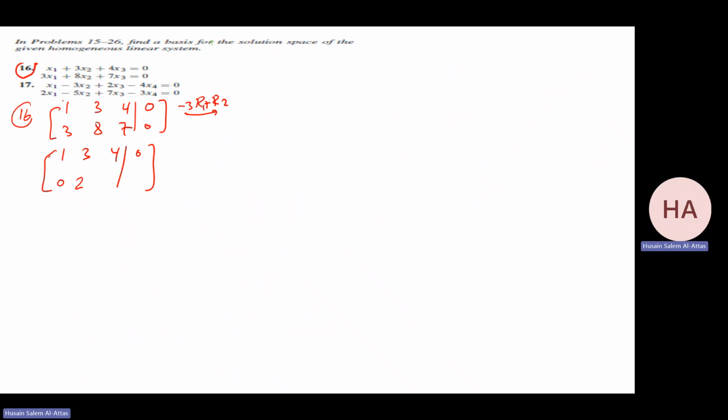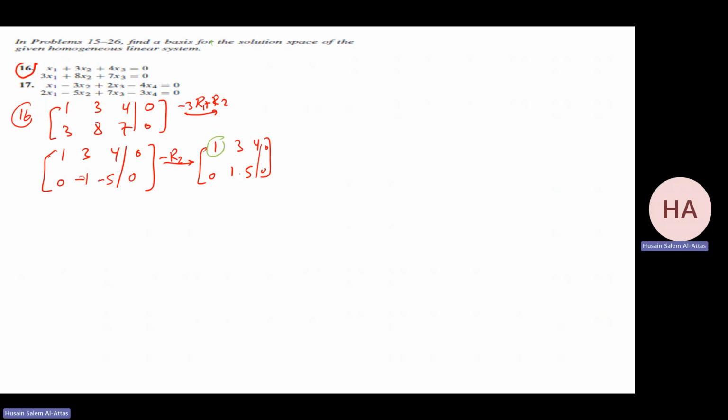Okay. Multiply by minus 3 and add, that will be 0. Minus 3, minus 9, sorry. Minus 9 plus 8, that will be minus 1. Minus 3 times 4, that will be minus 12. Plus 7, that gives me minus 5, 0. Multiply the last row by minus 1 to make it better. So it's 1, 3, 4, 0, 1, 5. Don't forget 0, 0. So how many free variables do I have?